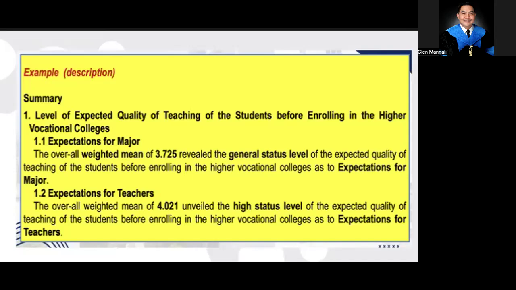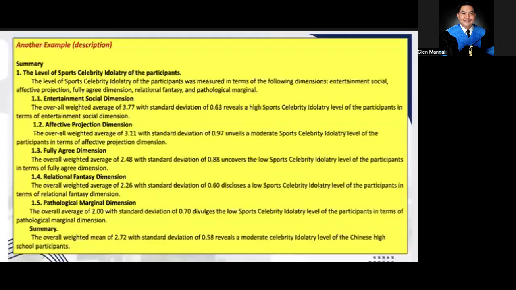For some institutions, they highlight the actual, the real or the significant findings. So you will notice here what is the score of the weighted mean, what is the interpretation of the weighted mean, and what does it mean towards expectation for majors. Similarly, on expectation for teachers, and so on and so forth. Another example is you present the summary, you put some heading, and then you put 1.1, 1.2, similar to this, and then the result.